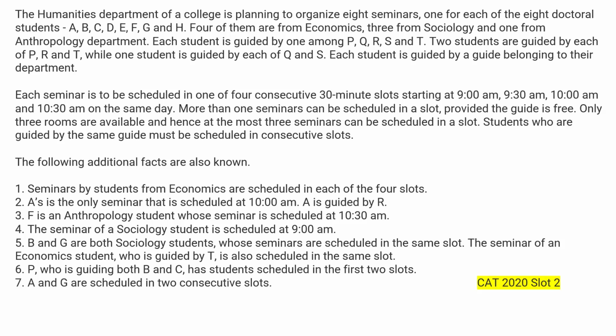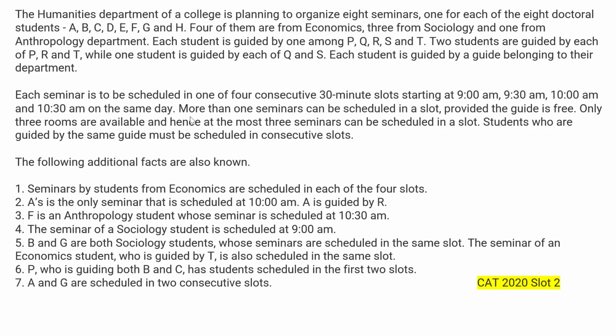8 seminars will be there. This is what we know. Each seminar is to be scheduled in one of 4 consecutive 30-minute slots, starting at 9 a.m., 9:30 a.m., 10 a.m., and 10:30 a.m. So 4 slots are there, and each slot will be a 30-minute slot. Duration will be 30 minutes. So 4 slots will be 9 to 9:30 a.m. and then 9:30 to 10 a.m., 10 to 10:30 a.m. And the last one will be 10:30 to 11 a.m.